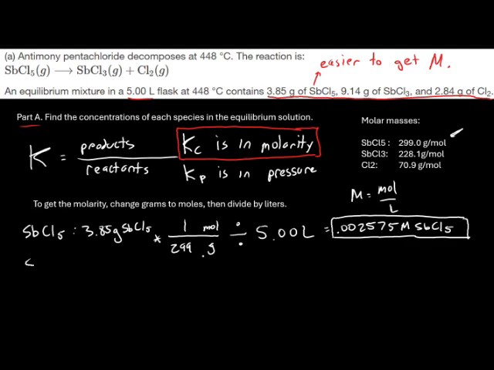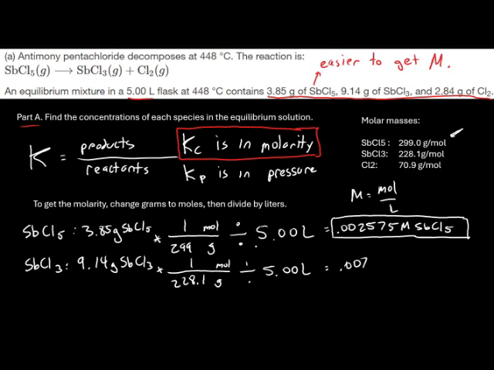We will do the same thing for SbCl3. We begin with 9.14 grams of SbCl3. We will get out of grams and into moles, using our molar mass of SbCl3, which is 228.1 grams to 1 mole, again dividing by 5. We can do this in a calculator as well. We will end up with 0.008014 molarity of SbCl3.